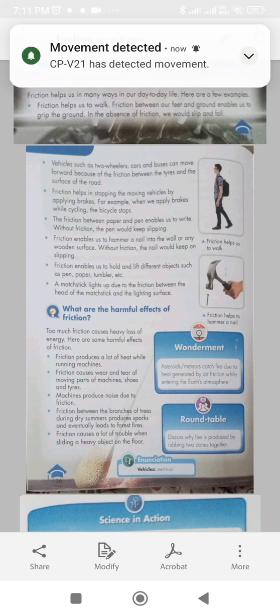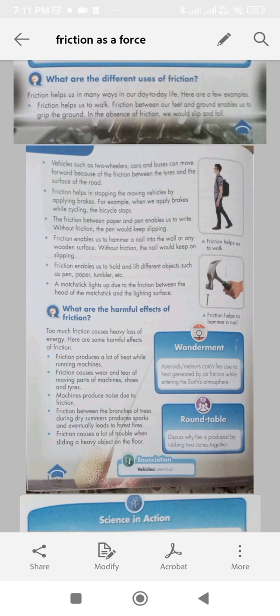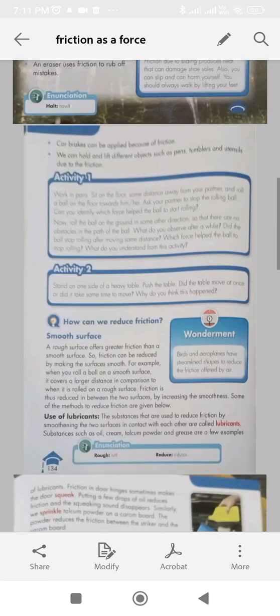Walk through. Frictional force or friction is a force that opposes the motion of objects.